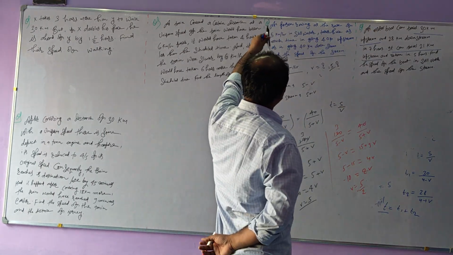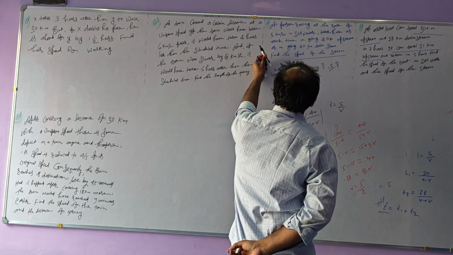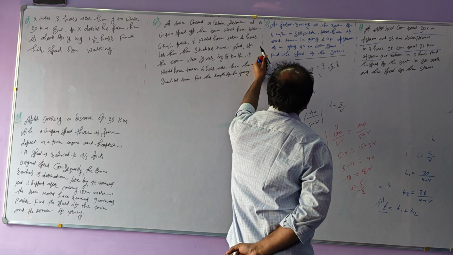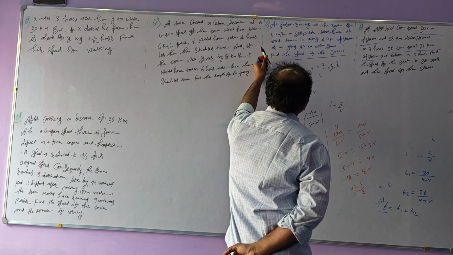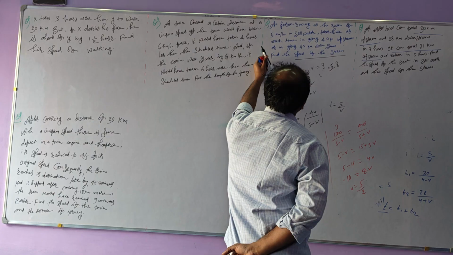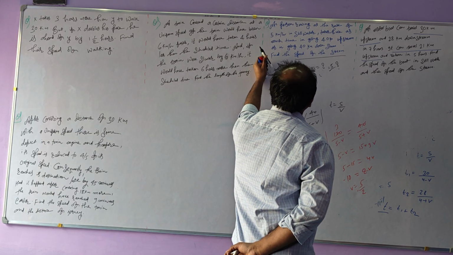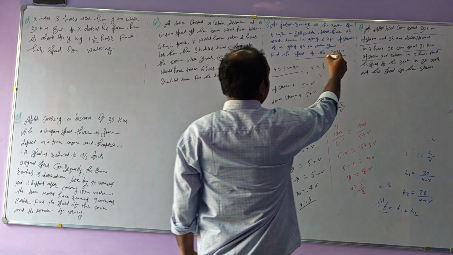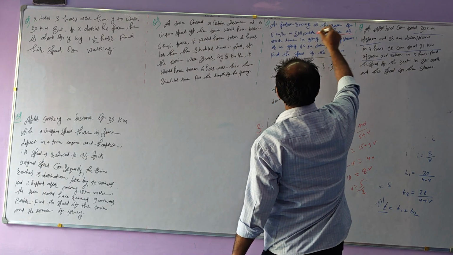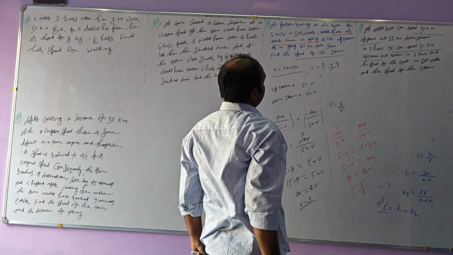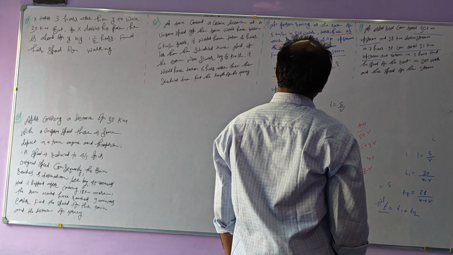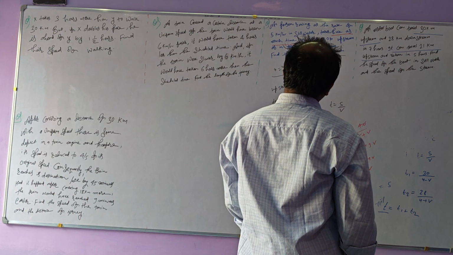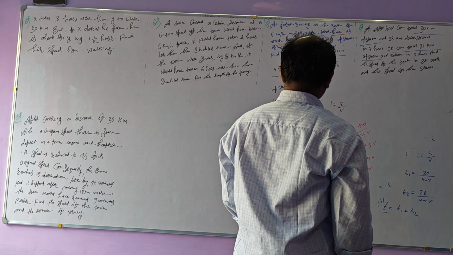A person rowing at the rate of 5 km in still water takes thrice as much time in going 40 km upstream as in going 40 km downstream.